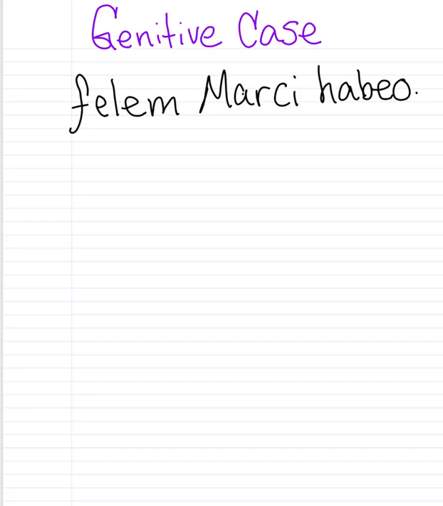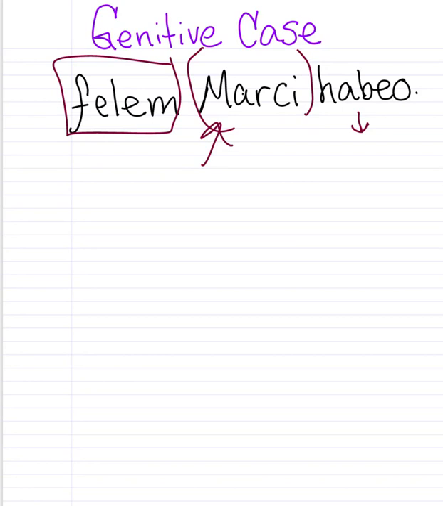So when we talk about the genitive case, the number one thing that people tend to think about is the genitive showing possession, which is one of the things it does. Let's look at this sentence right here. Felem Marci habeo. I have the cat of Marcus, or I have Marcus's cat. Marci right here is in the genitive case, and it is showing possession of this cat. Whose cat is it? It's Marcus's.